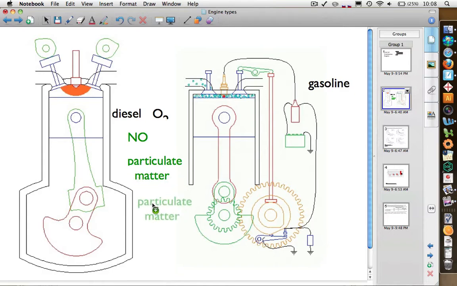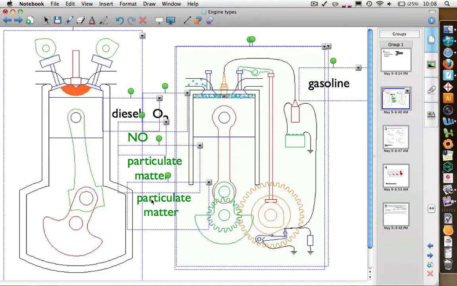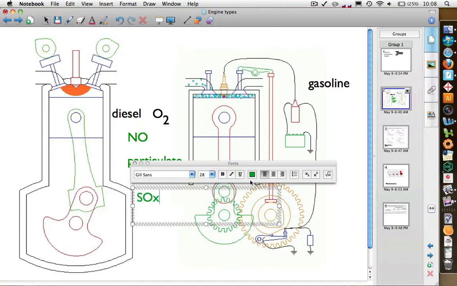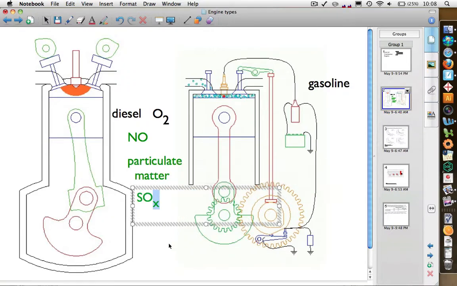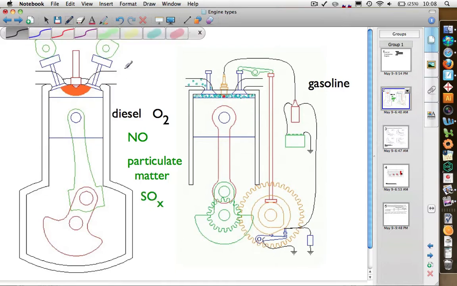Until recently, in many diesel engines, there's also more SOx pollution. I don't know if you remember, but they've recently reformulated diesel to be ultra low sulfur diesel. So this is sort of less the case now. This is more what it used to be some amount of time ago. It's no longer such an issue.